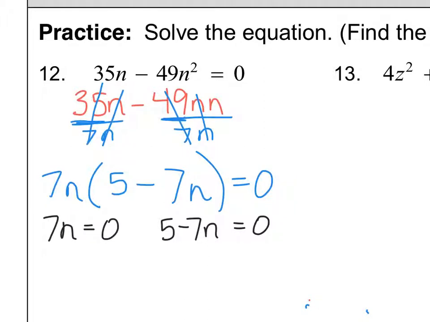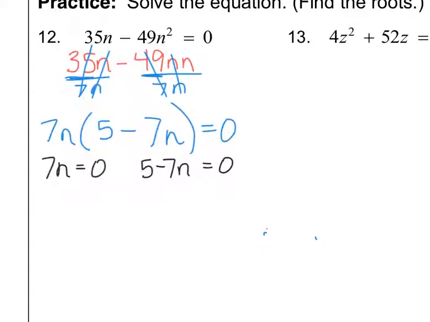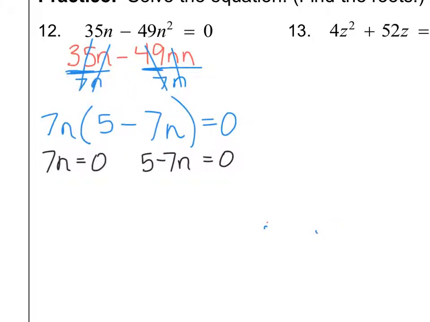And now what I'm going to do is just solve both of those. Let's move it up, get us some room. All right, so 7n equals 0. Draw my line down the middle. I'm going to divide both sides by 7. And I've got n equals 0.